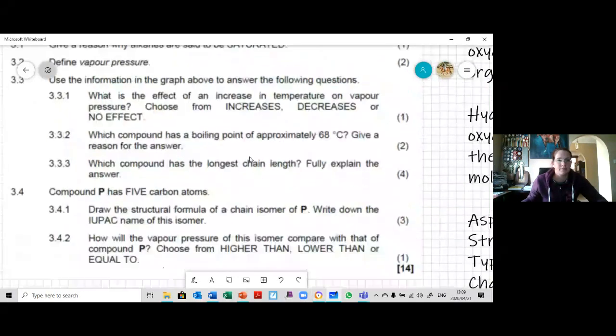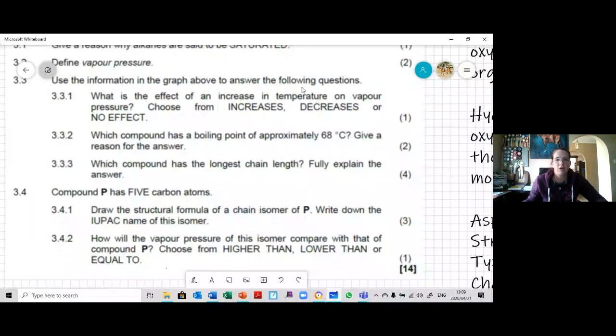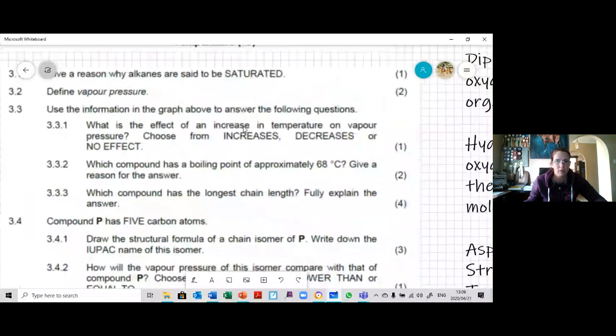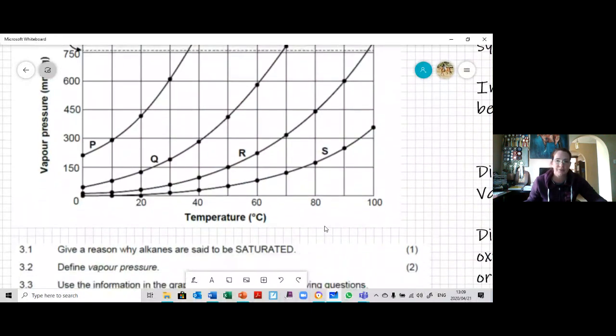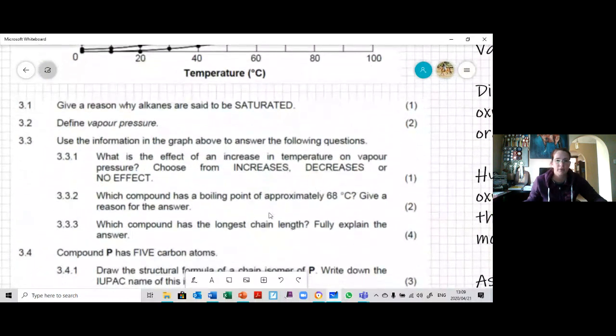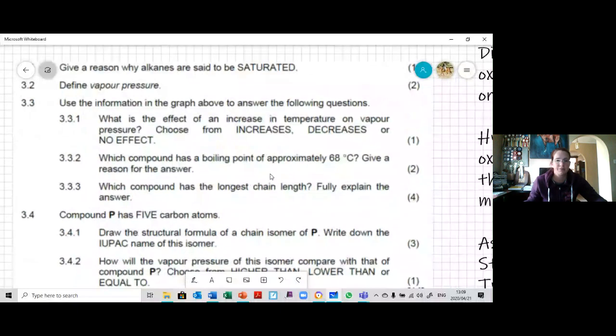Use the information on the graph and answer the following questions. What is the effect of an increase in temperature on vapor pressure? You only write increase, decrease, or no effect. Let's pick one, let's go for P. As the temperature increases, the vapor pressure of P increases. So 3.3.1: increases.